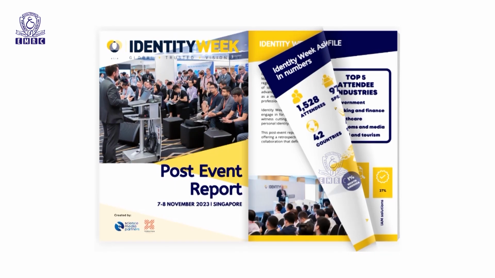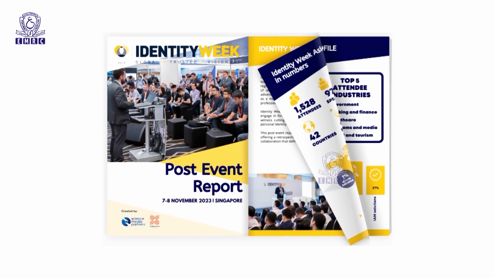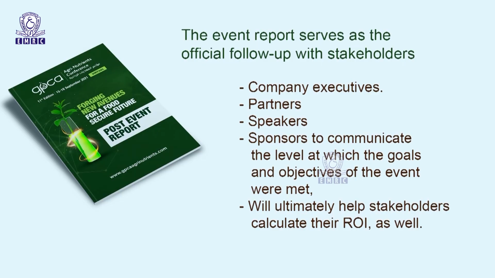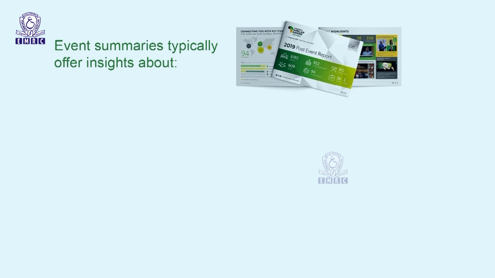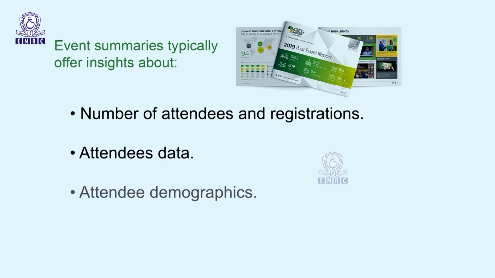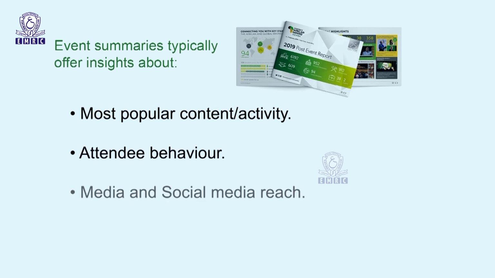An event report, also known as a post-event report or event summary, is a document that gathers all the success metrics and other data that illustrate the performance of your event. The event report serves as the official follow-up with stakeholders, namely company executives, partners, speakers, sponsors, to communicate the level at which the goals and objectives of the event were met, and will ultimately help stakeholders calculate their returns on investment as well. Event summaries typically offer insights about number of attendees and registrations, attendee data, attendee demographics, most popular content, activity, attendee behavior, media and social media reach, expenses versus revenue.